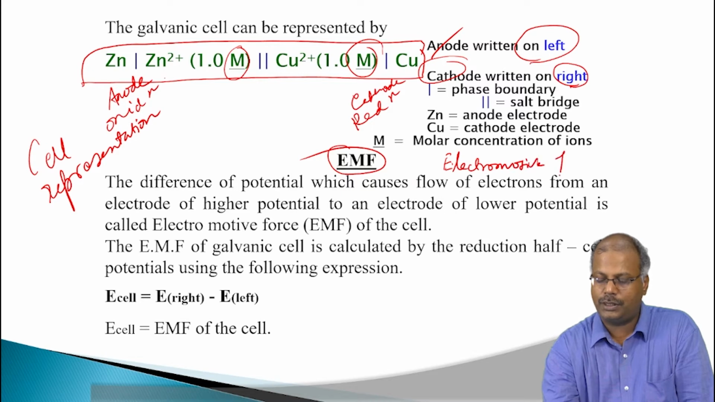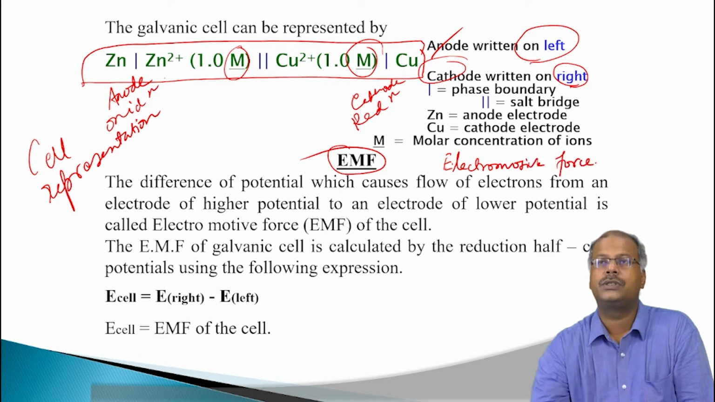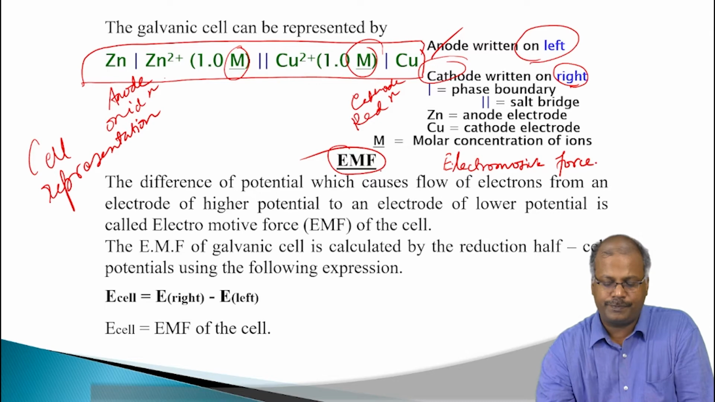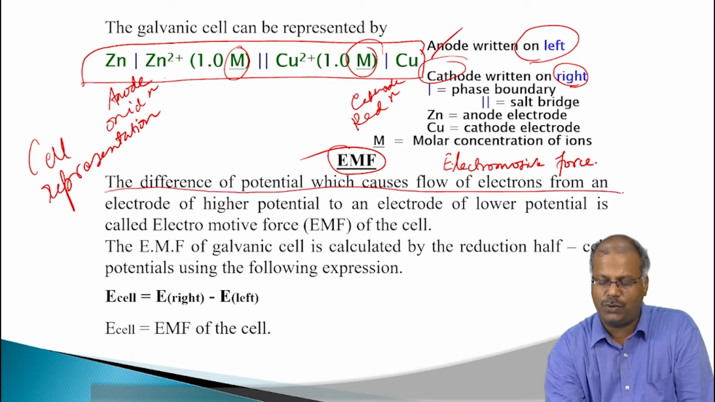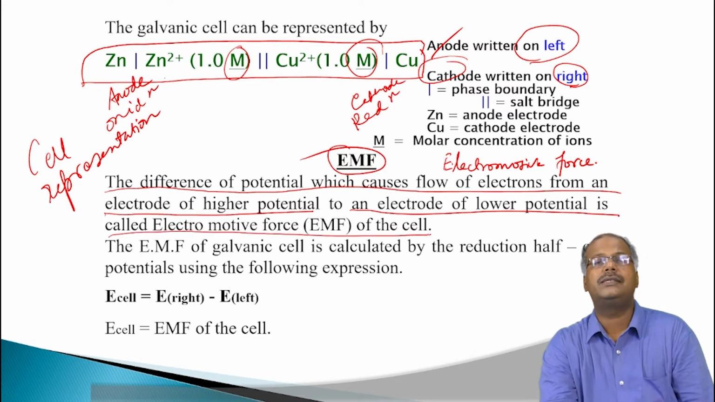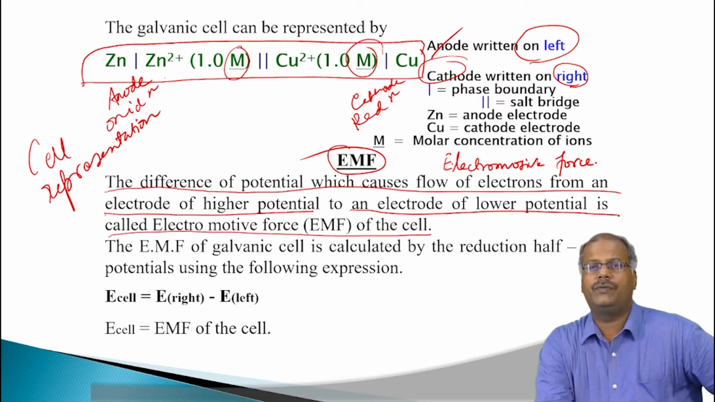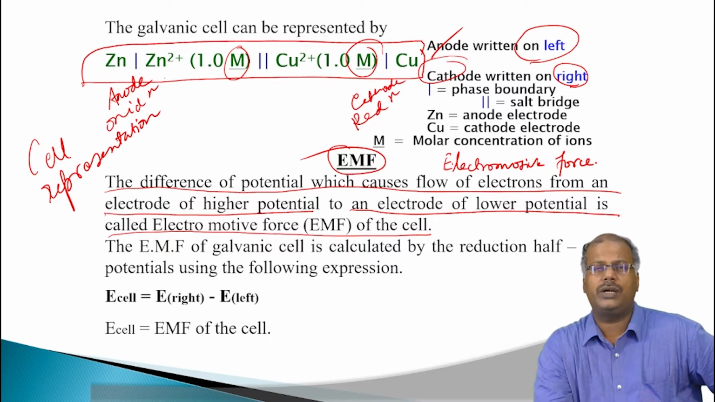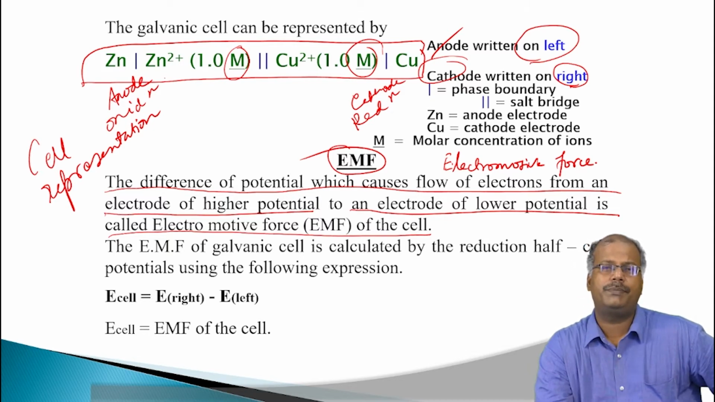EMF or electromotive force, in short form EMF. The difference of potential which causes flow of electrons from an electrode of higher potential to an electrode of lower potential is called EMF of a cell. So when you use two electrodes, one electrode is having a higher potential and another electrode is having a lower potential.